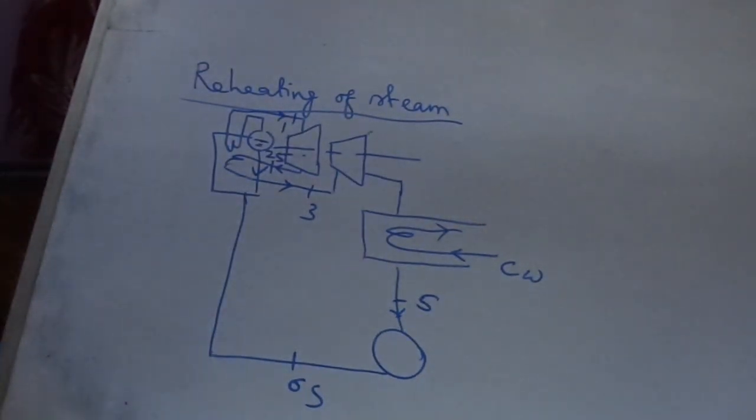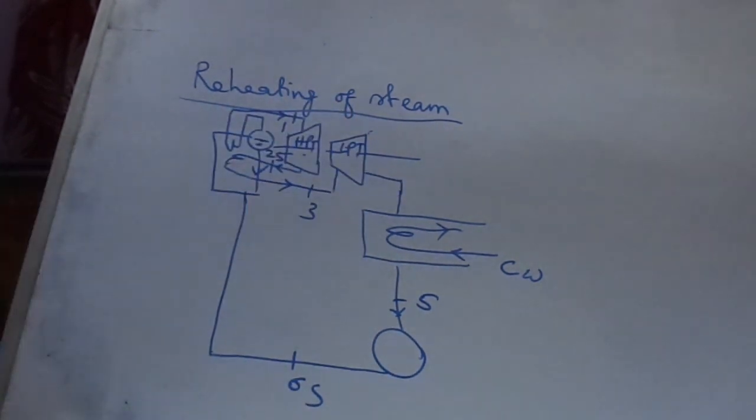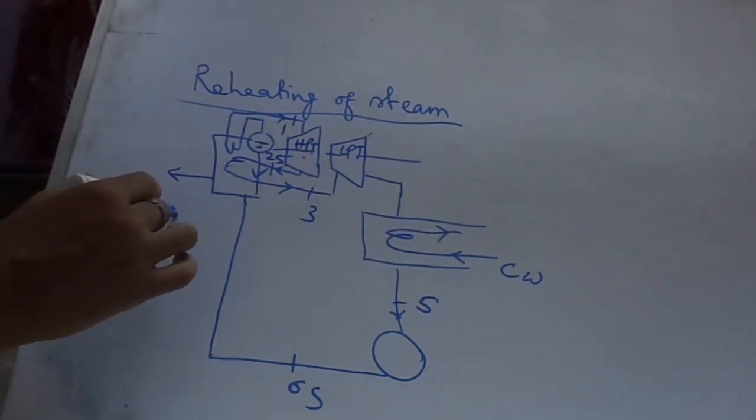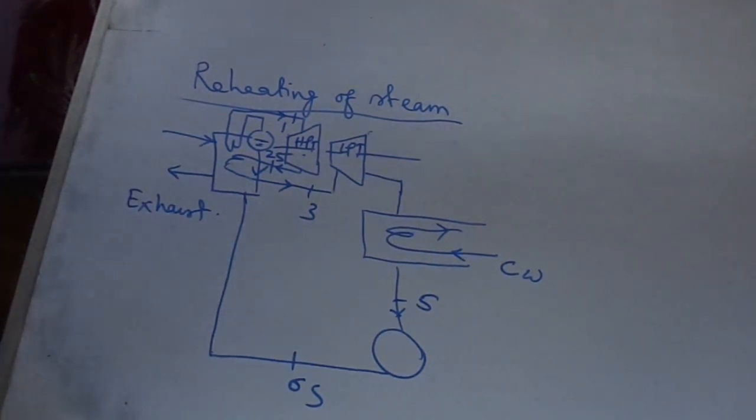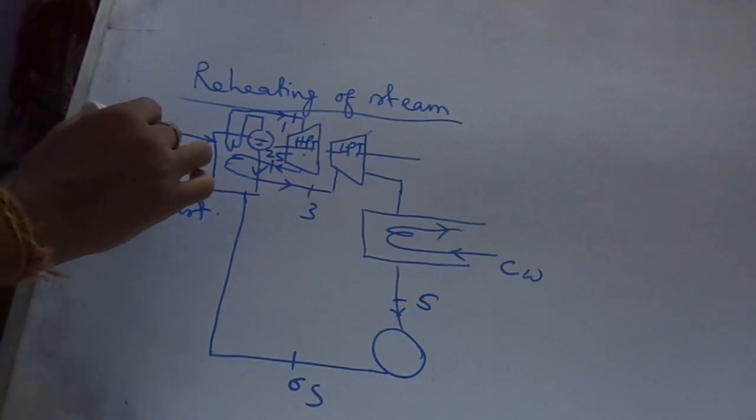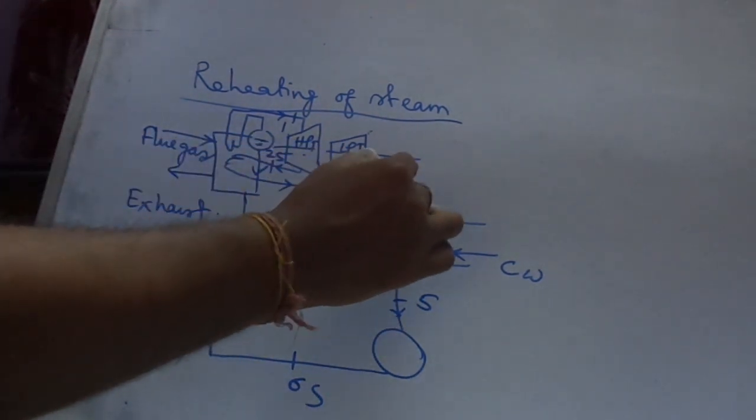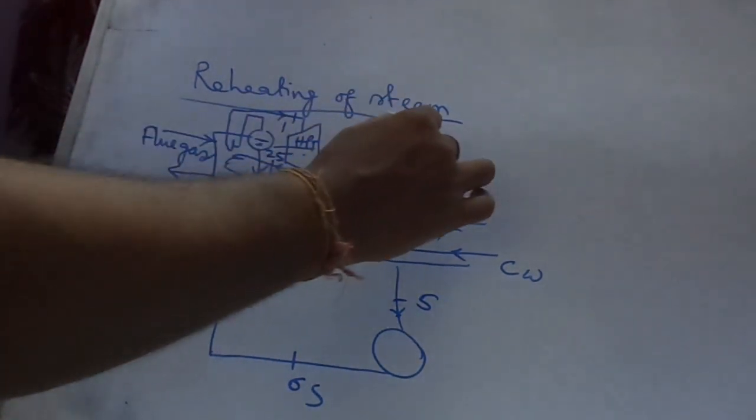This is the high pressure turbine, HPT, and another one is the low pressure turbine. One is the exhaust, outside exhaust, another one is the flue gas, inside flue gas. This is the cycle. This one is 4s, and this one is the generator.